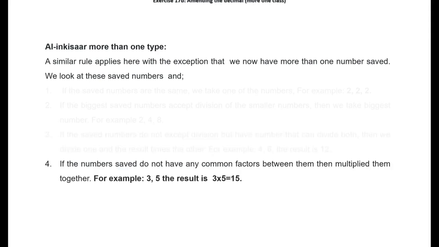If the numbers saved do not have any common factor between them, then we multiply them together. For example, we have a 3 and a 5. So here there is no common factor between them. So we do 3 times 5, which is equal to 15. We take that 15 and times it on top of the total share.